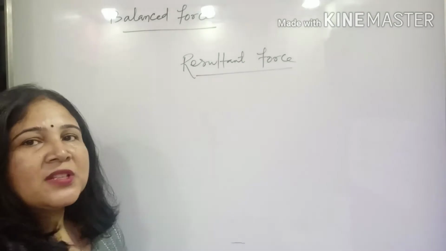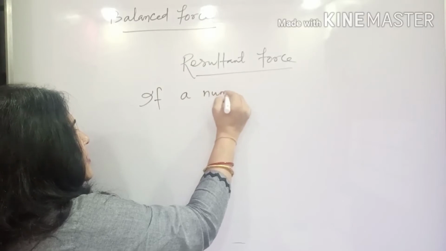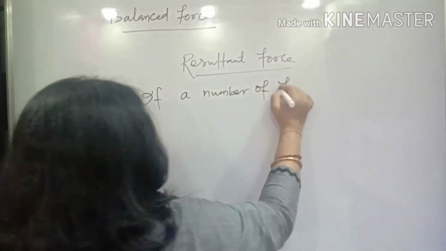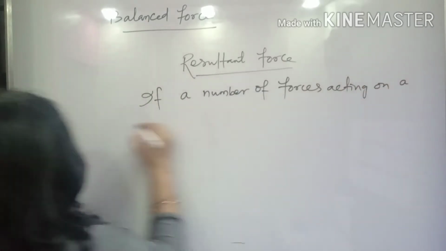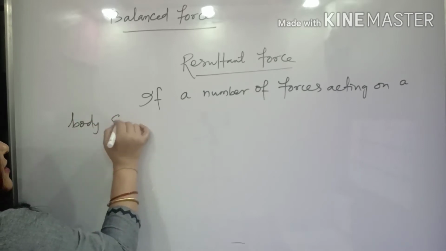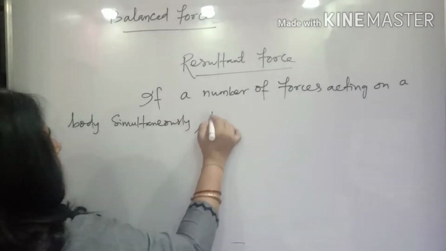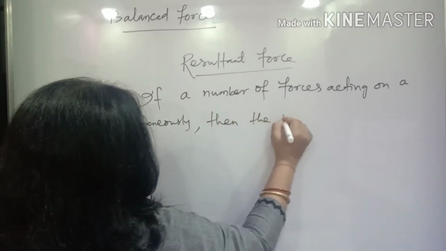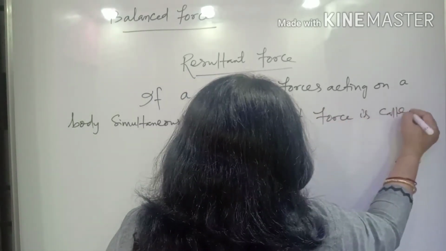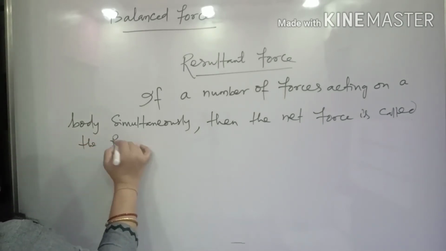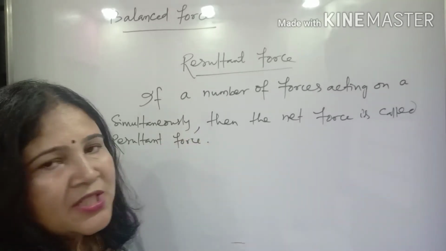Resultant force: if a number of forces are acting on a body simultaneously, then the net force is called the resultant force. The net force is called the resultant force.